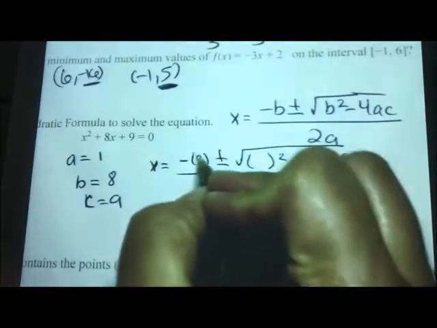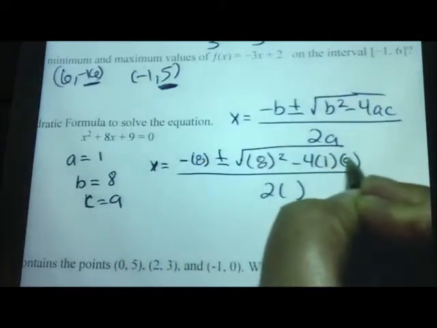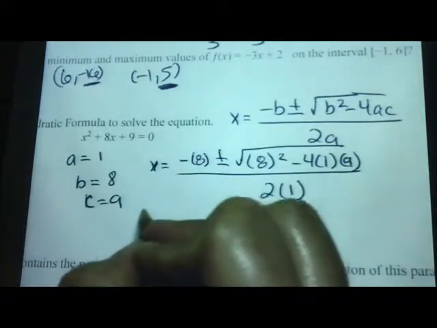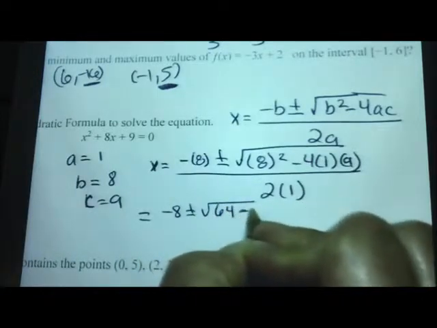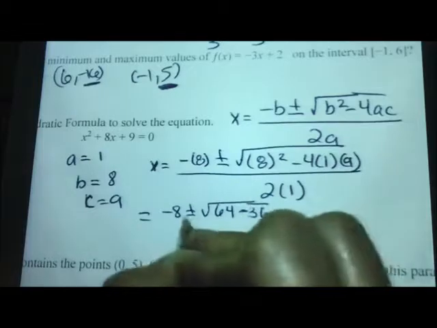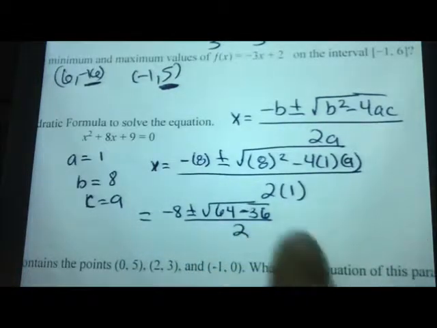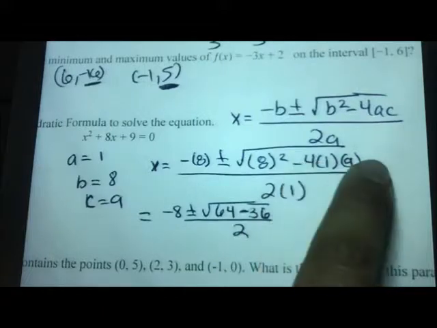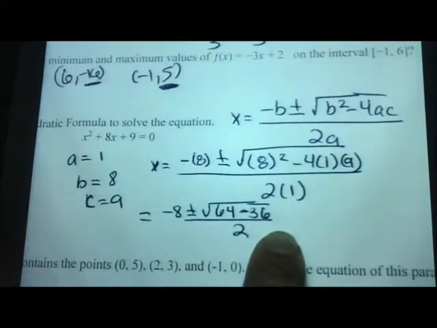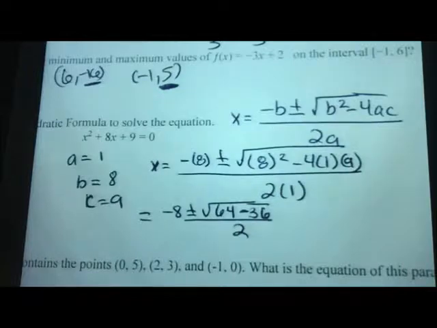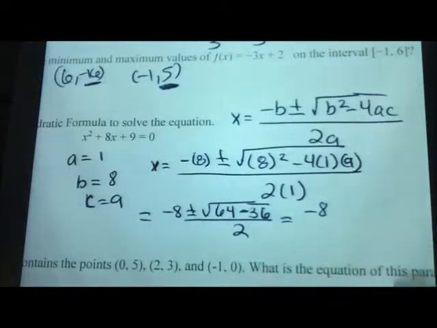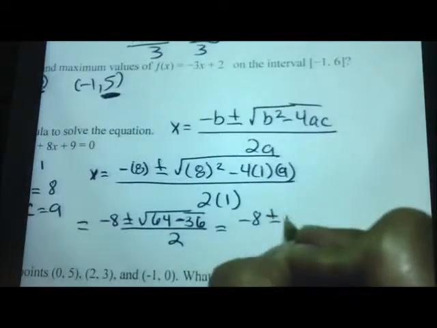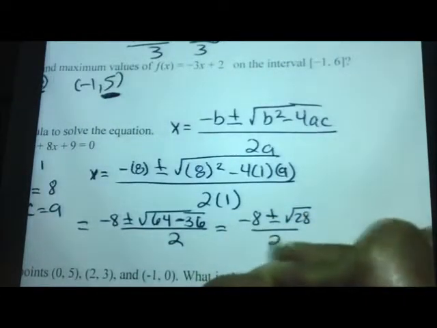So this would be an 8, this would be an 8, this would be a 1, and a 9, and a 1. So this becomes negative 8 plus or minus the square root of 64 minus 36, divided by 2, because 8 times 8 is 64, and 4 times 9 is 36. If we figure out what 64 minus 36 is, that's 28. So this here becomes negative 8 plus or minus the square root of 28 over 2.